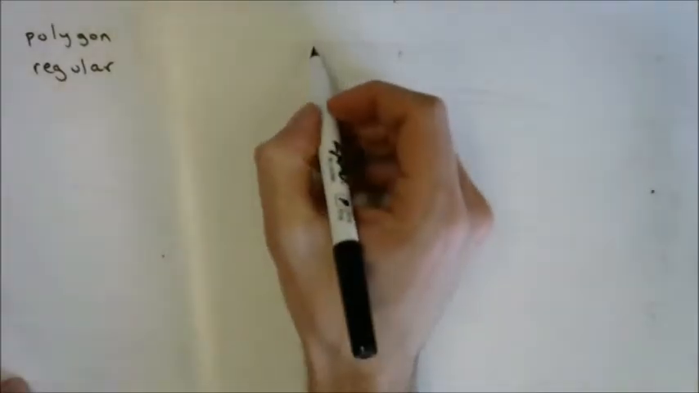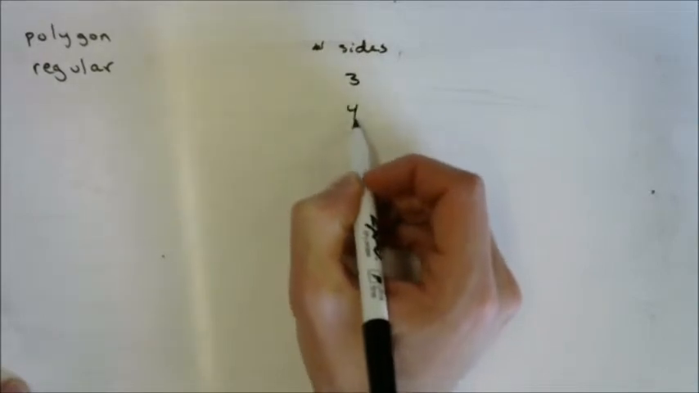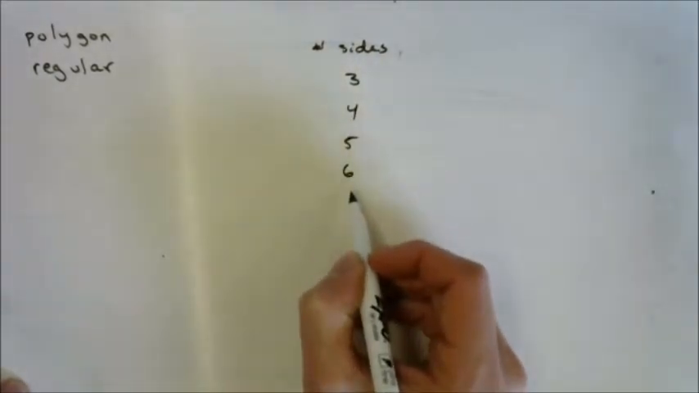Some quadrilaterals have special names. Read along with me, please. A regular quadrilateral, with 4 sides, is a square. An irregular quadrilateral might be a rectangle, a rhombus, a parallelogram, or a trapezoid. Let's fill in the table first. You have a table there that says number of sides, and you've got 3, 4, 5, 6.